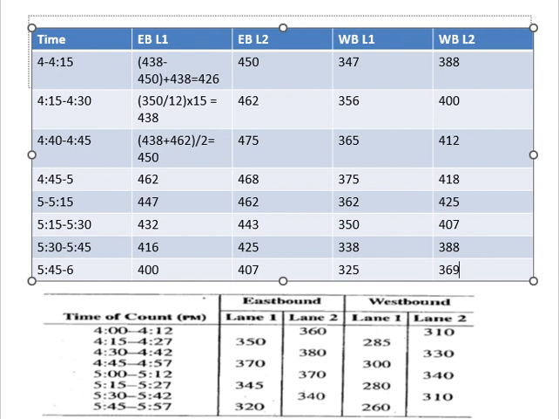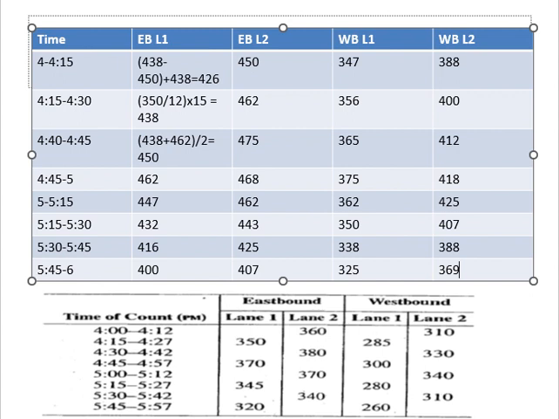Any problem? 388 minus 19. Any problem? The calculations are clear? Everything is clear? Okay. So this was the first part of the question.